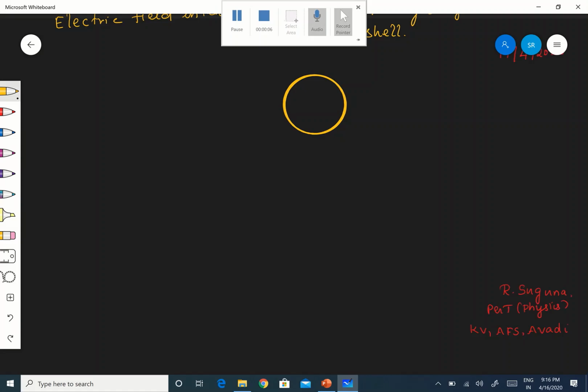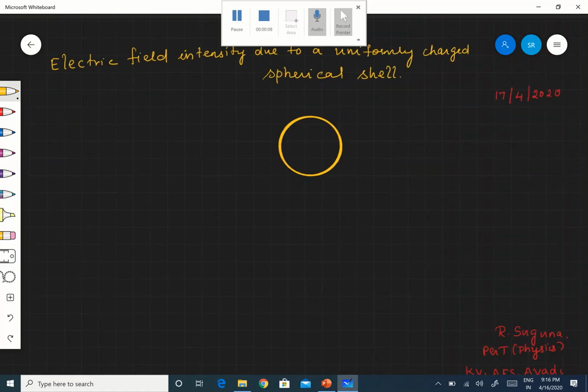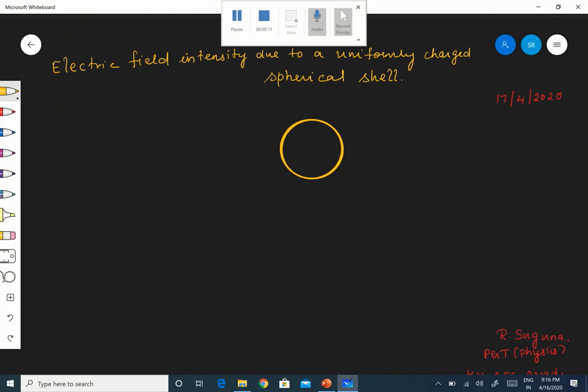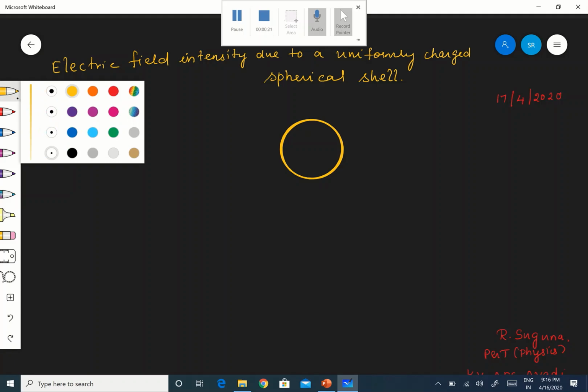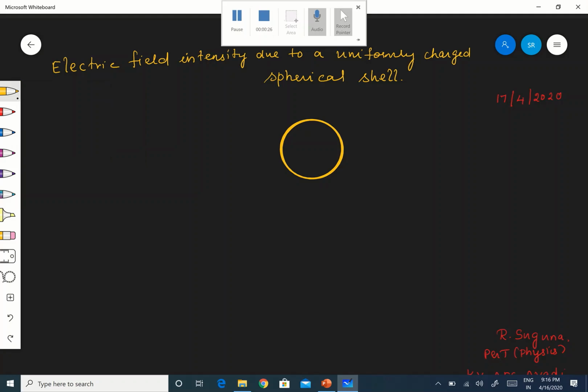Okay, now we are going to see the electric field intensity due to a uniformly charged spherical shell. I have taken a spherical shell on which charges are uniformly distributed. Therefore, this is the charge, uniformly distributed.